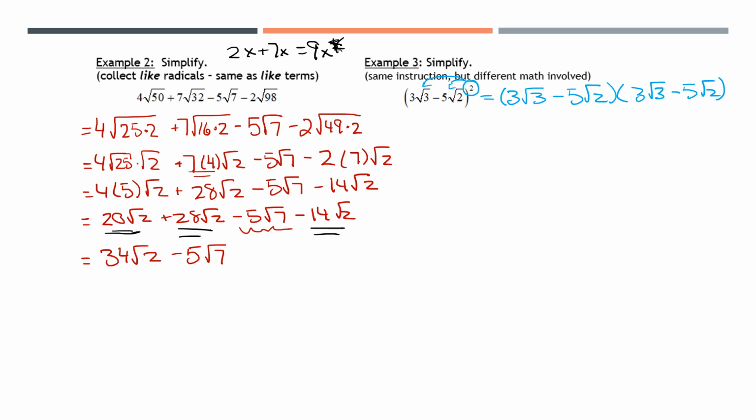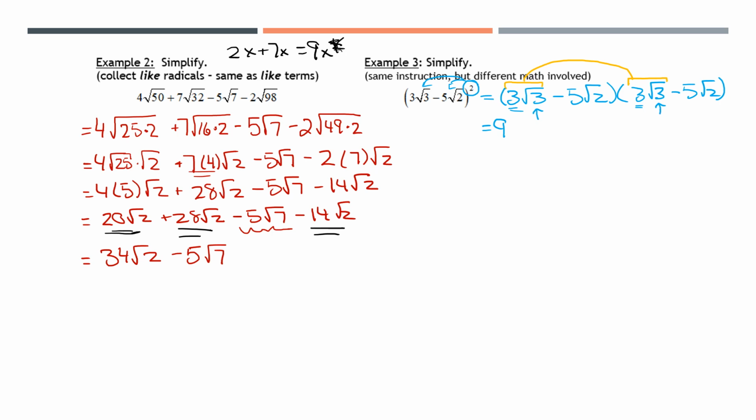So first, I'm going to take the first term. This 3 root 3 is my first term, and I'm going to multiply it by the first term over here, which is a 3 root 3. What is 3 root 3 times 3 root 3? So we do integers with integers, radicals with radicals. So I'm going to do this first 3 times this 3. That's going to give me a 9. And now I multiply root 3 times root 3.